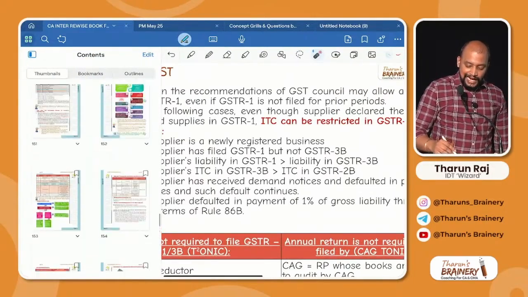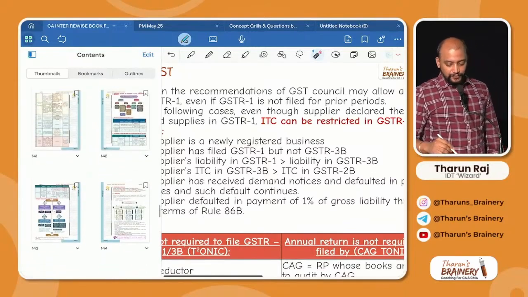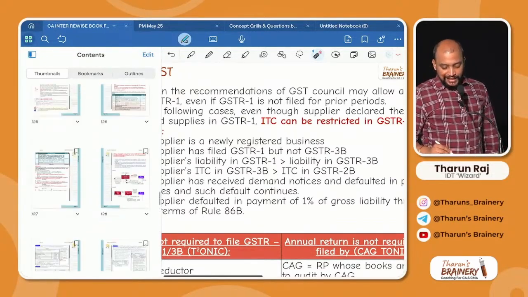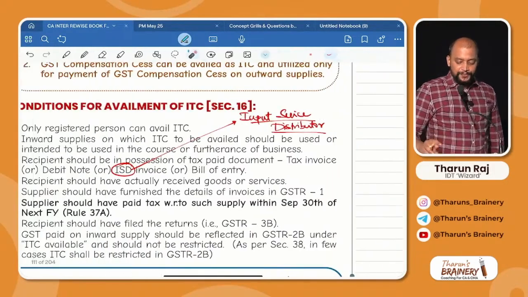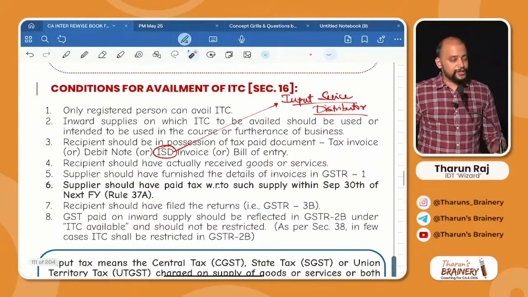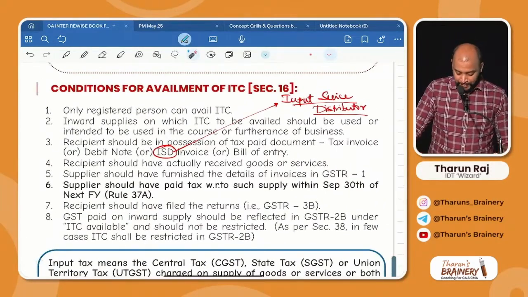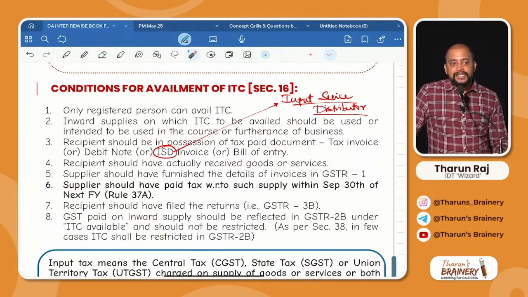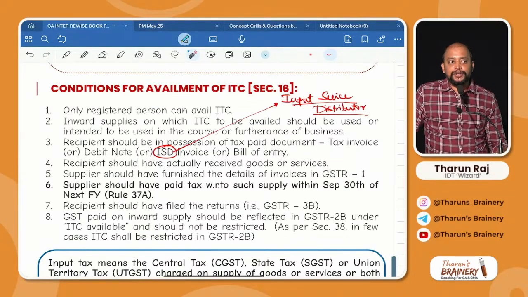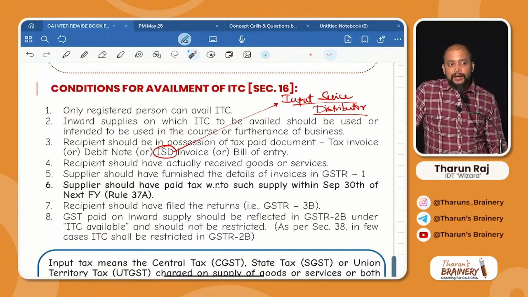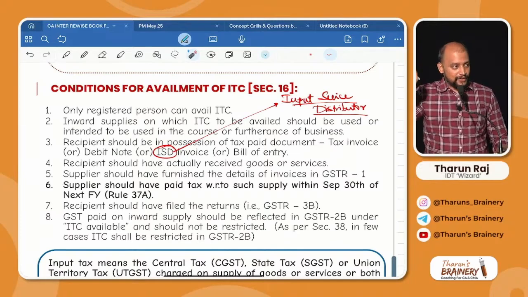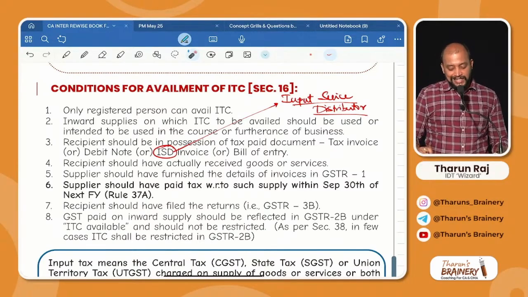So tell me what are the 8 conditions? Come on, first 2. Only a registered person can take ITC. Next, inward supply should be used or intended to be used in the course or furtherance of business. Next, 3 by the recipient: should have actually received the goods or services, should be in possession of tax paid document, should have filed 3B. Next 3, supplier. Number 1, filed GSTR-1. Number 2, should have paid the tax by September 30th of the next financial year, or should not be covered under section 38. If covered under 38, it will come under ITC not available.